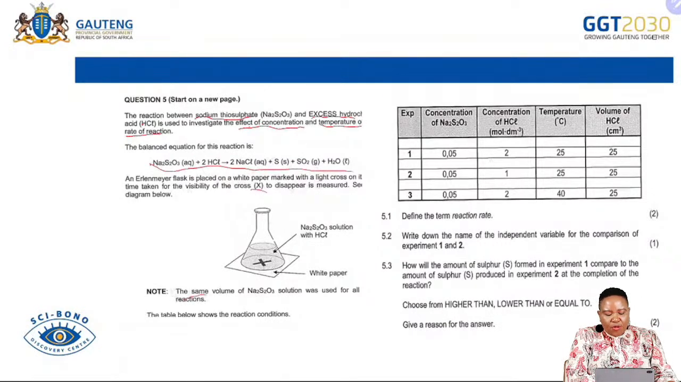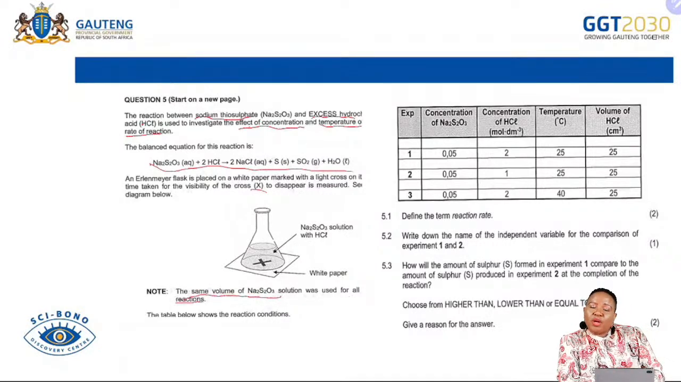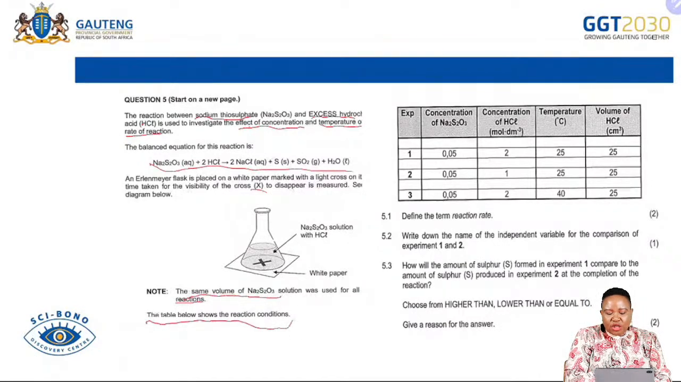So the same volume of sodium thiosulfate solution was used for all the reactions. Remember, our reactions must always observe a fair test. So if you are differing the volume, you're going to have many variables, and you will end up mixing your results. The table below shows the reaction conditions.